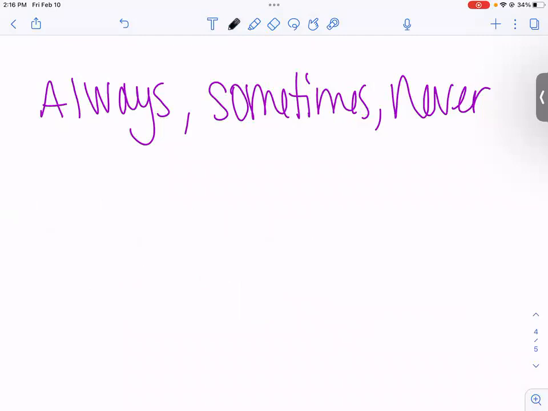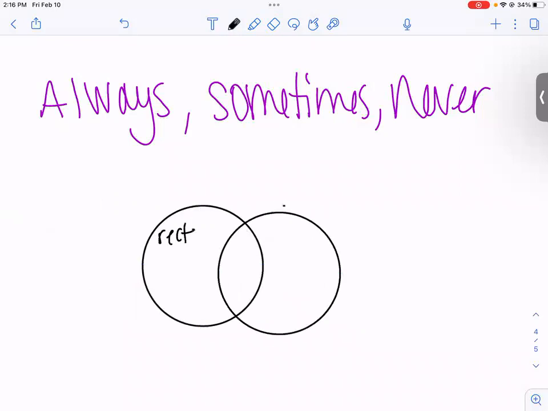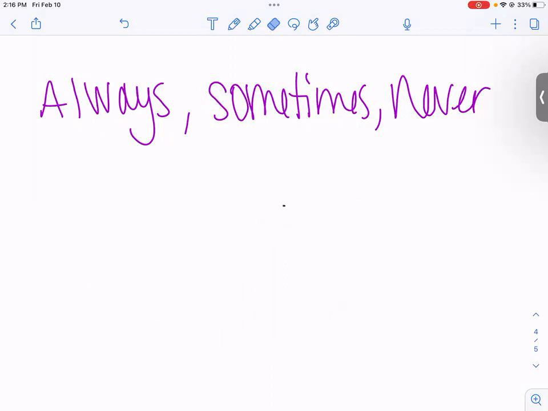So we have rectangle, rhombus, square, parallelogram. Okay.